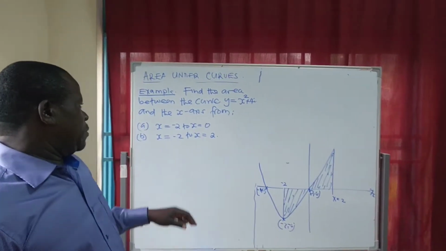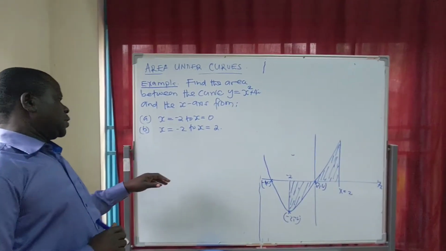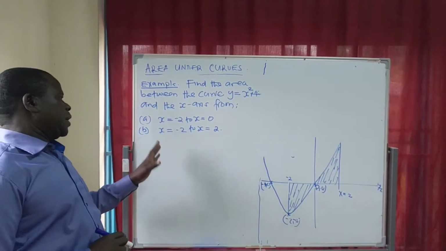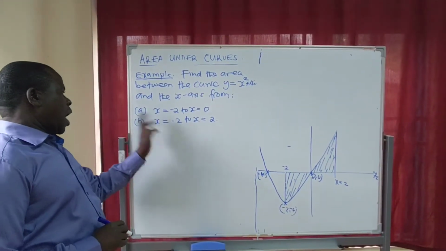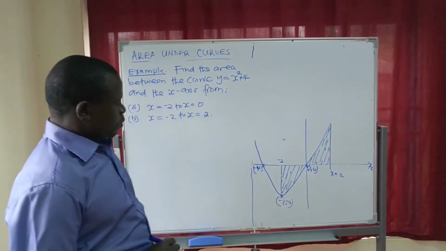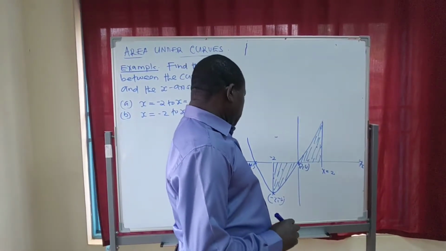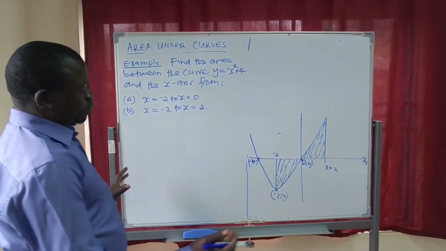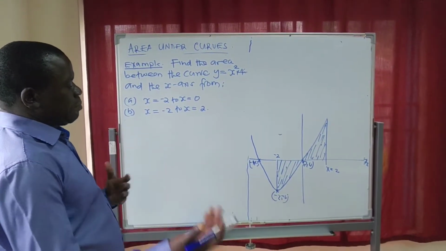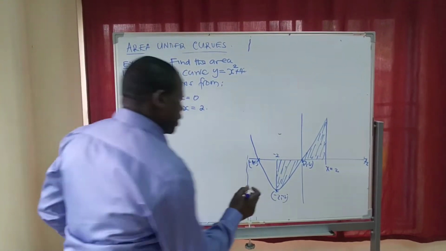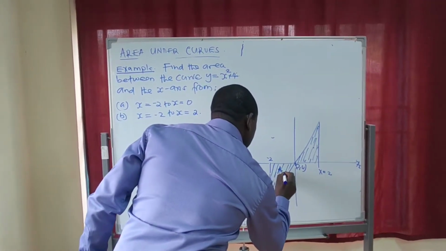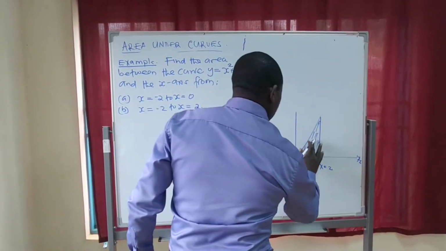Okay, let's look at part B of the question. It is saying we find the area between x equals negative 2 up to x equals 2, which is this area which has been shaded here. Now, in this case, we need to look at this one by one. Let's call this area A1, and this area A2.